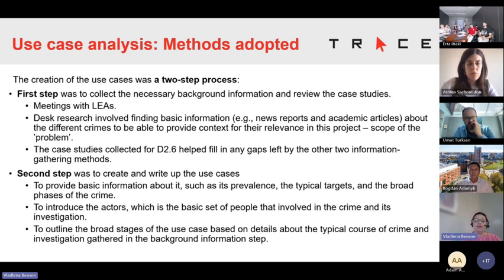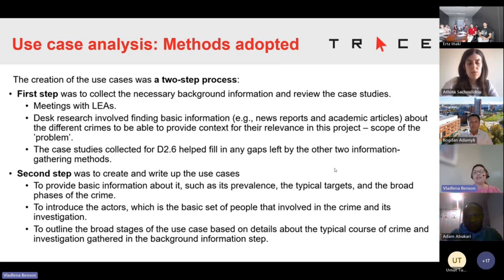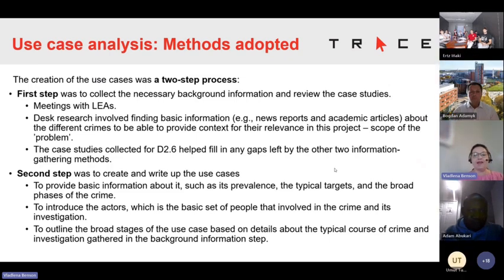First of all, the first step was to collect the necessary background information, which was quite time-consuming because it involved meetings with LEAs, desk research, and review of the case studies that were delivered in our deliverable 2.6. Meetings with LEAs allowed us to ask them questions about the typical stages of investigations of the crimes covered in the use cases, which makes for a more accurate and realistic representation of the investigative process. This was not possible for all of the use cases, but was done where possible. Some of them lent themselves better to delving into the details. Some of them were not as easy to untangle.